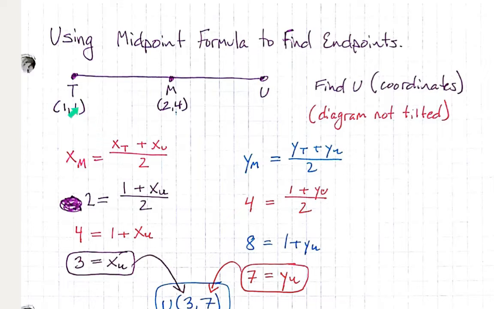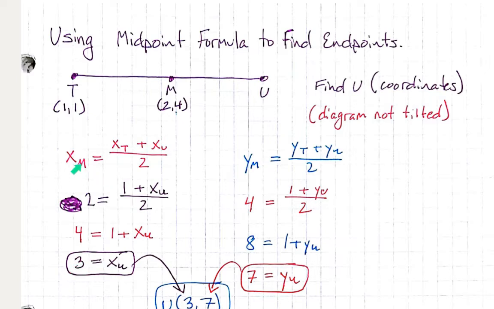same formula. So here we have point T and point U. Point U is missing its coordinates. We're trying to find the coordinates for point U, and here's our midpoint. Now think about this. The x-coordinate, 2, is halfway between 1 and 3. And 4 is halfway between 1 and, let's see, 1, 2, 3, 4, 5, 6, 7. So our y-coordinate will be 7 and our x-coordinate will be 3 once we finish here.